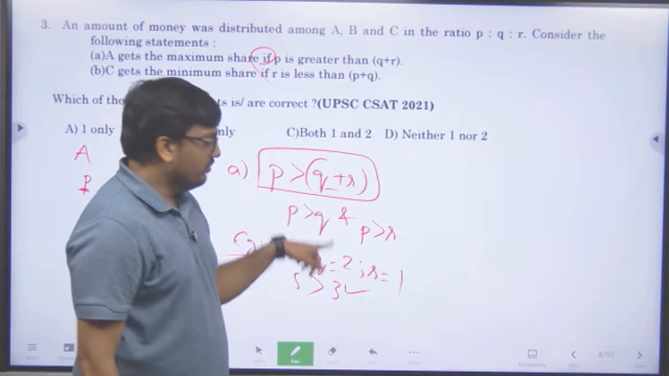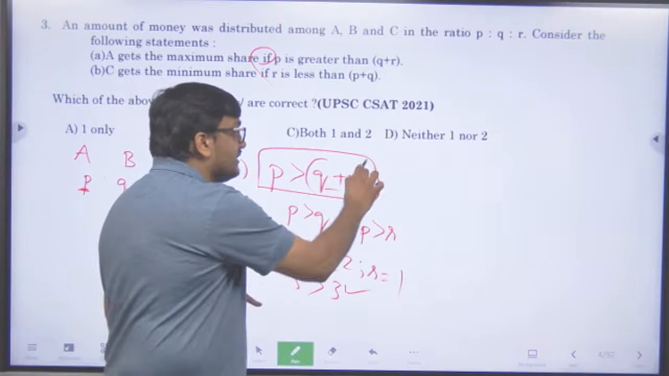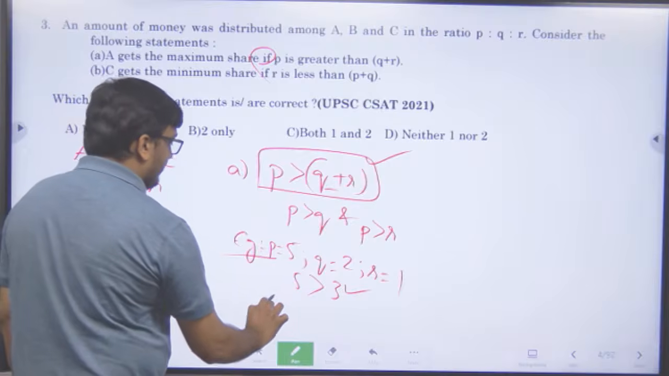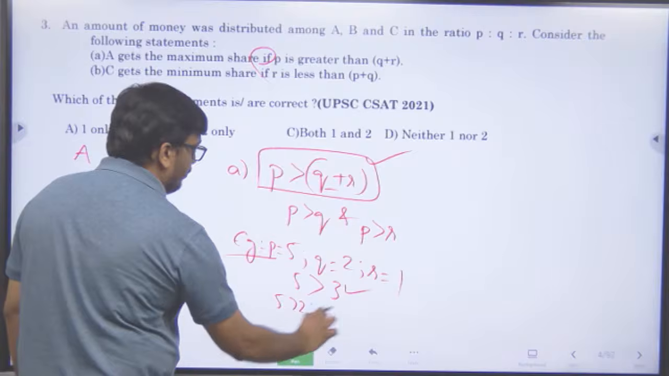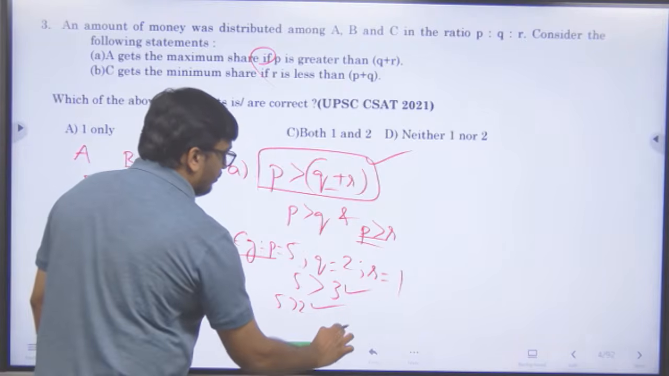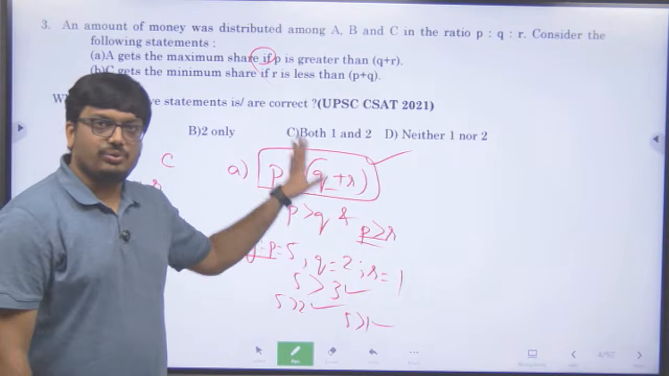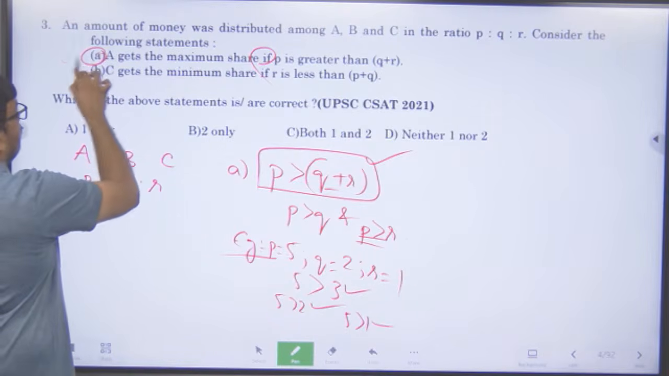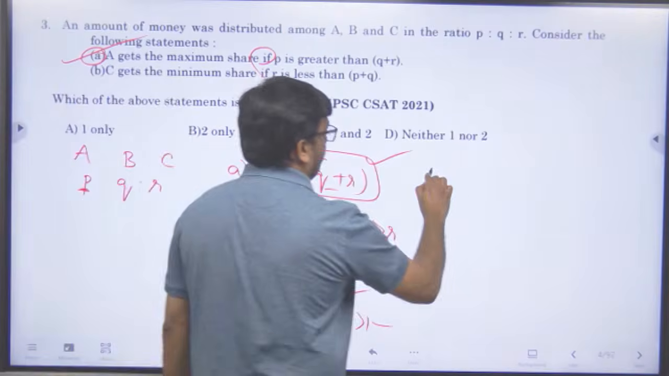If this is true, try for this. By seeing this, you should not take values. By seeing this, you should take the values. P is 5 greater than Q, yes, 5 greater than 2, as well as P is greater than R, 5 is greater than 1. You can take any values, and if you check, you will get universally correct. So that A will get maximum share. This is correct.